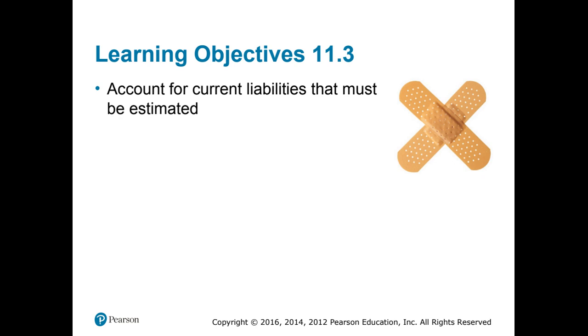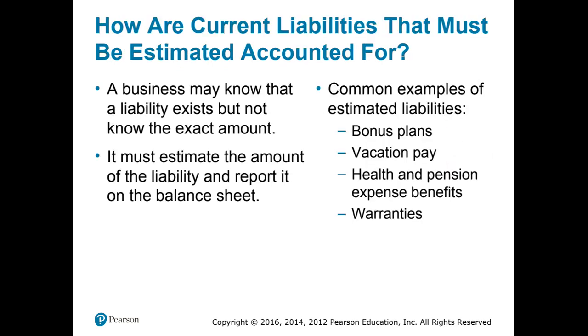All right, so account for current liabilities that must be estimated. A business may know that a liability exists, but they don't know the exact amount of the liability. We know that we're going to have this liability coming up that we're going to have to pay, but we have no clue how much it is. So we have to estimate what we think the amount is going to be, and we have to put that on our balance sheet. And we probably do this in our personal lives.